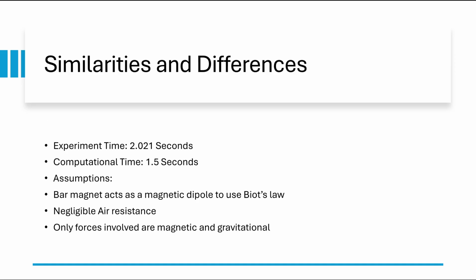So similarities and differences between our computational and experimental. Of course, the big difference was the time. The computational time is 2.021 seconds, and the experimental is 1.5 seconds. The assumptions are that the bar magnet acts as a magnetic dipole, to use Biot-Savart's law, negligible air resistance, and the only forces involved are magnetic and gravitational.